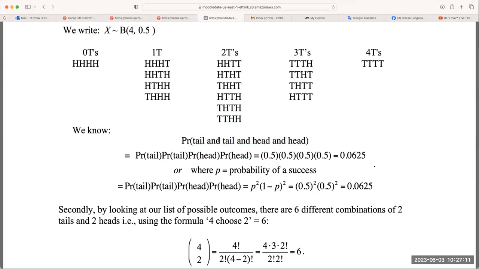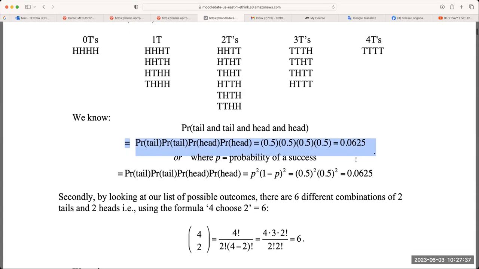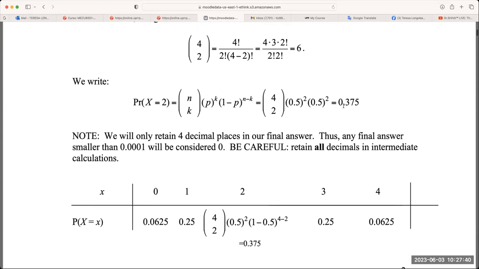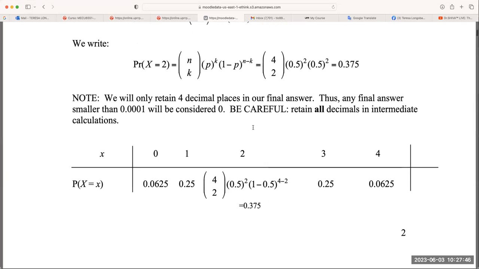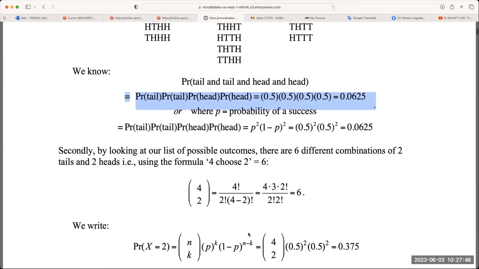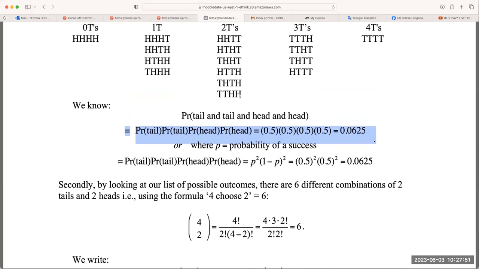Now, because each trial is independent, we can just multiply: the probability of tail times the probability of tail times the probability of a head times the probability of a head. So I can just multiply. And if I just multiply, I get 0.0625. That is not 0.375, right? That's not the answer here. So how am I going to get the answer that we got here? Well, the fact is that's just one of these.